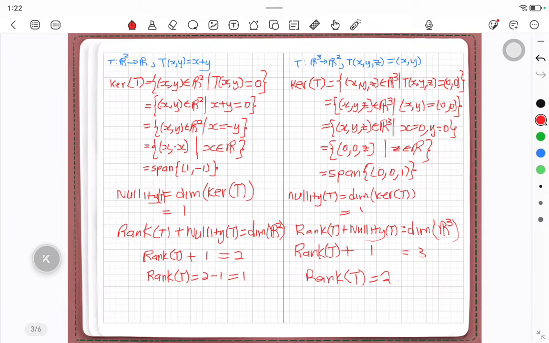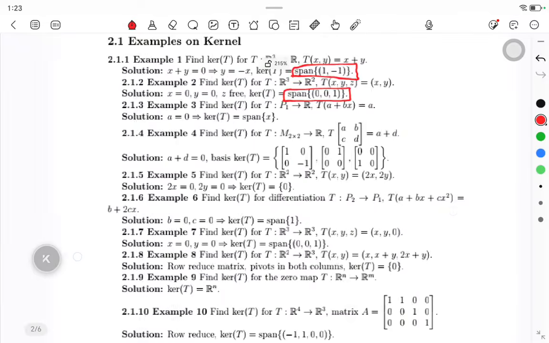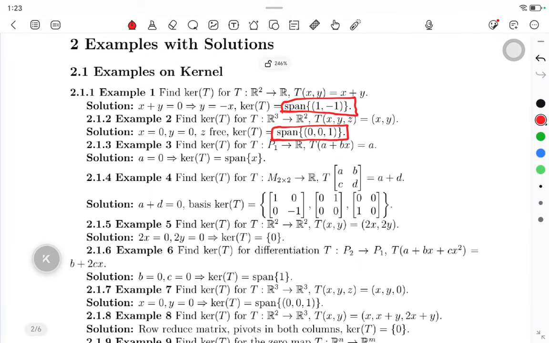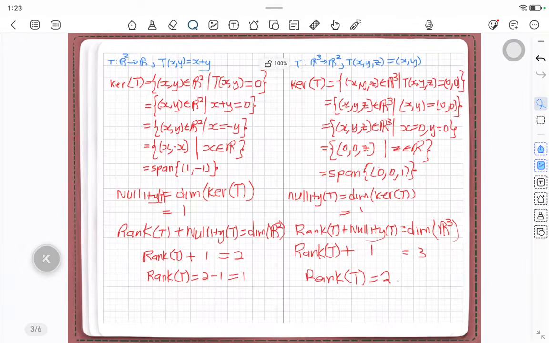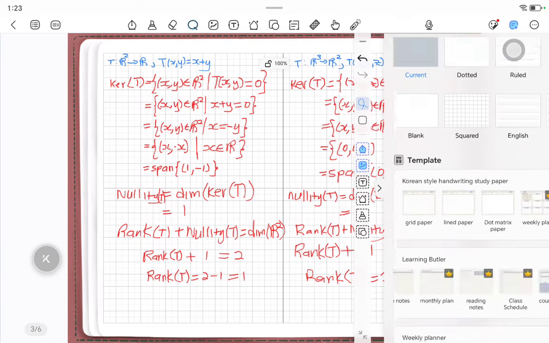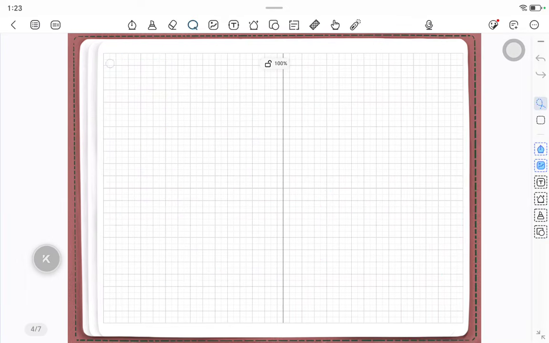Now let's look at the third one. On the third one, we have T from P1 to R, such that T of A plus BX is equal to A. Okay, let me copy it. They say we should find the kernel.